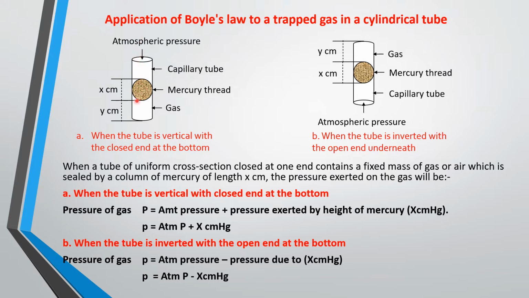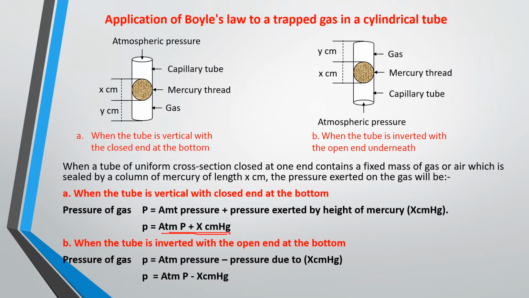So when the tube is held vertical with the closed end at the bottom, the pressure on the gas is equal to atmospheric pressure plus the pressure exerted by the length of this mercury, and that is equal to atmospheric pressure plus x. This x represents the length of this mercury. So that gives you this particular equation. I want you to take note of this, right?